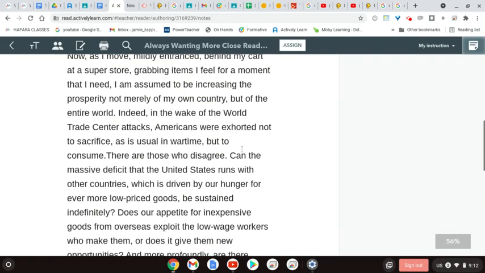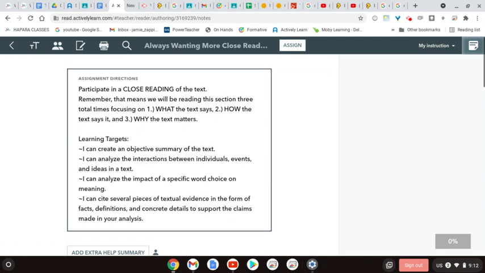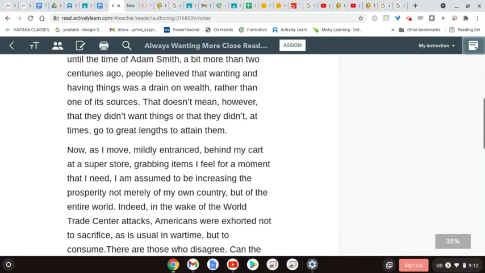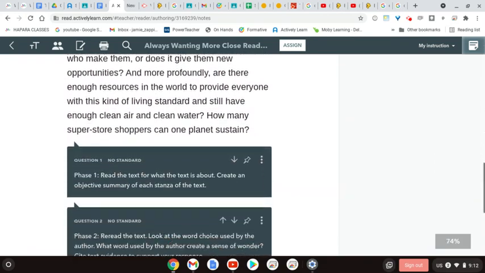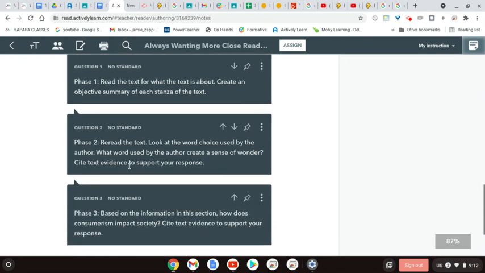During phase 2 of the reading, we're going to read for how the text says it. As we reread this text the second time, we're focusing in on that new learning target that we covered last close read, which is how words create a feeling or connotation. So for phase 2, we're going to reread the text and look at the word choice used by the author. What words used by the author create a sense of wonder, and cite text evidence to support your response.